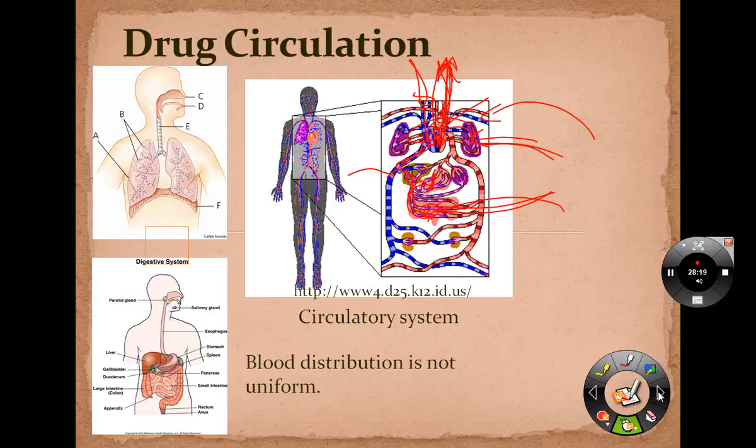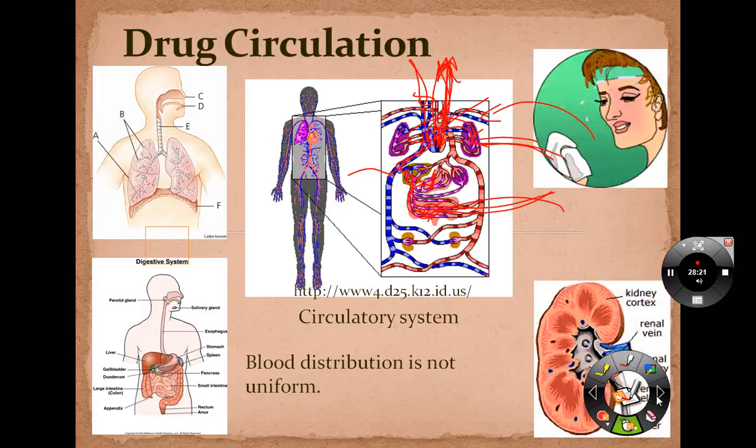Blood distribution is not uniform. It doesn't go equally. It goes to different places, at different speeds. So if it gets into the bloodstream, it doesn't mean it's going to go directly to the brain. It can have to go through all these side quests through the kidneys and the liver and other places. In the bloodstream.